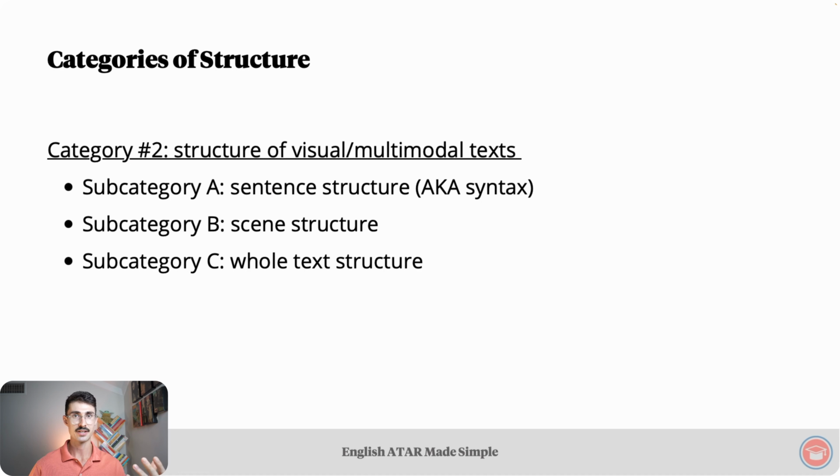Subcategory C is whole text structure. Again, this has the same definition as whole text structure in written text, which is that it refers to how all the information in a text is organized. Our example for whole text structure in a visual multimodal text is the so-called 3-act structure of a feature film, which refers to the setup, the adventure, and the resolution.